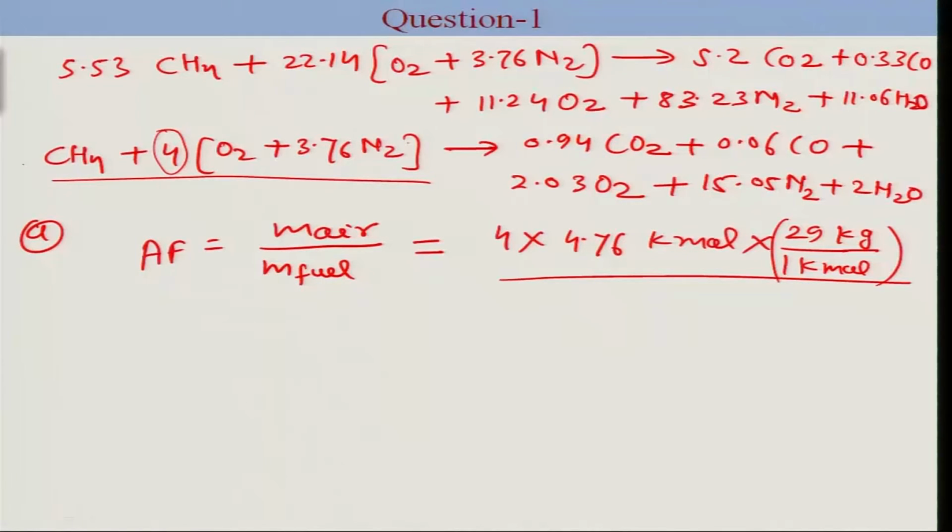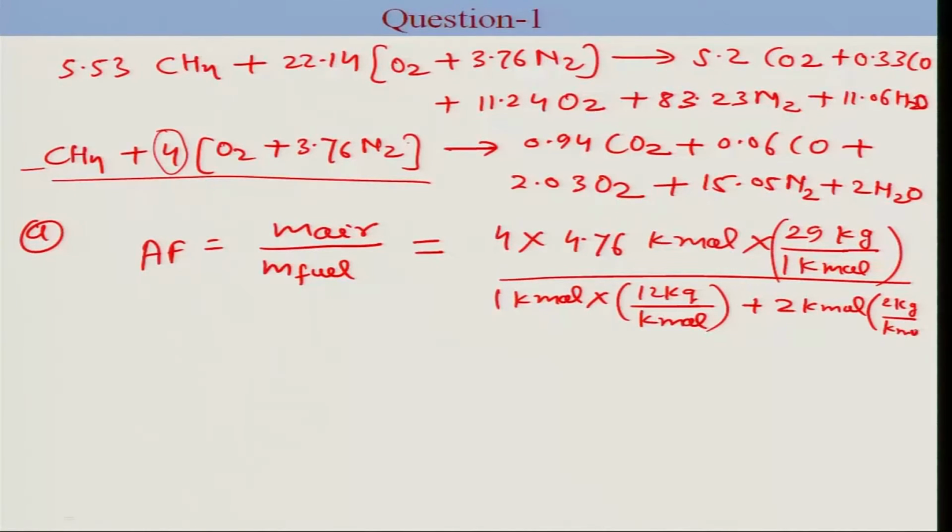So mass of carbon, since here stoichiometric coefficient is 1, so 1 kilomole times 12 kg per kilomole plus 2 kilomole times 2 kg per kilomole. Okay. So from here we get air fuel ratio equal to 34.5 kg of air divided by kg of fuel.